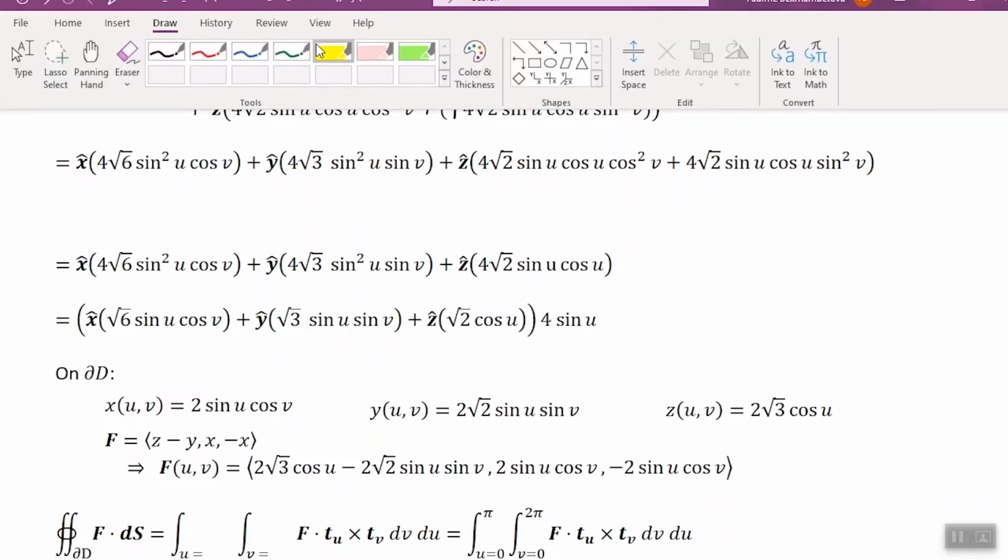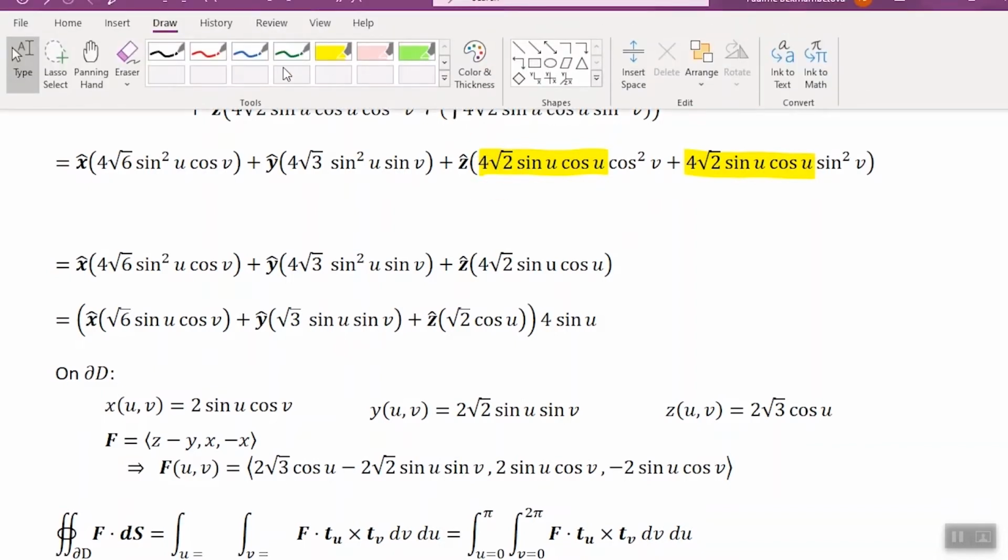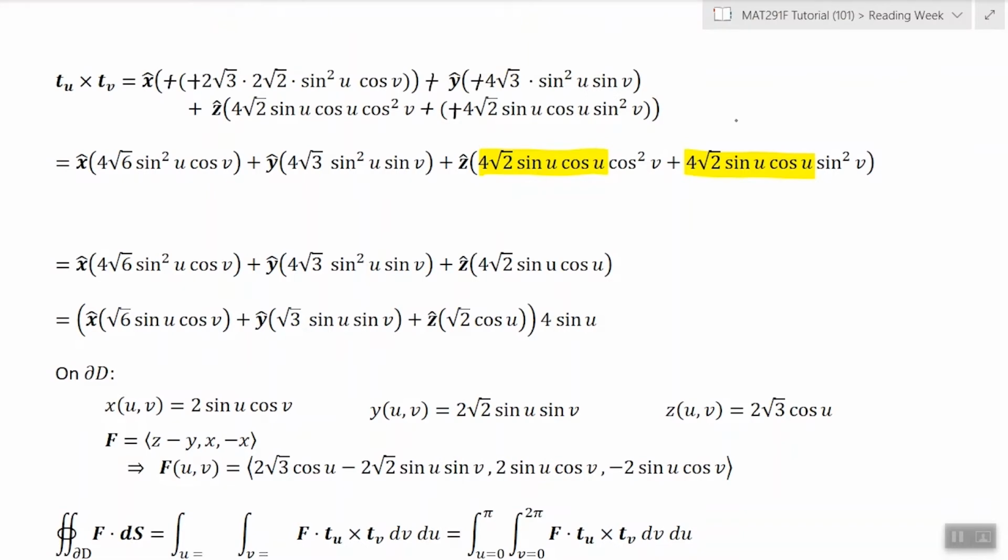Now, for the z component, you see there is this part and this part, which is the same, right? So let's imagine we factor it out. Then what happens is this. We have cosine squared v plus sine squared v. These gave us 1. So then we're left with this yellow part over here. And the rest I didn't change, I copied it exactly.